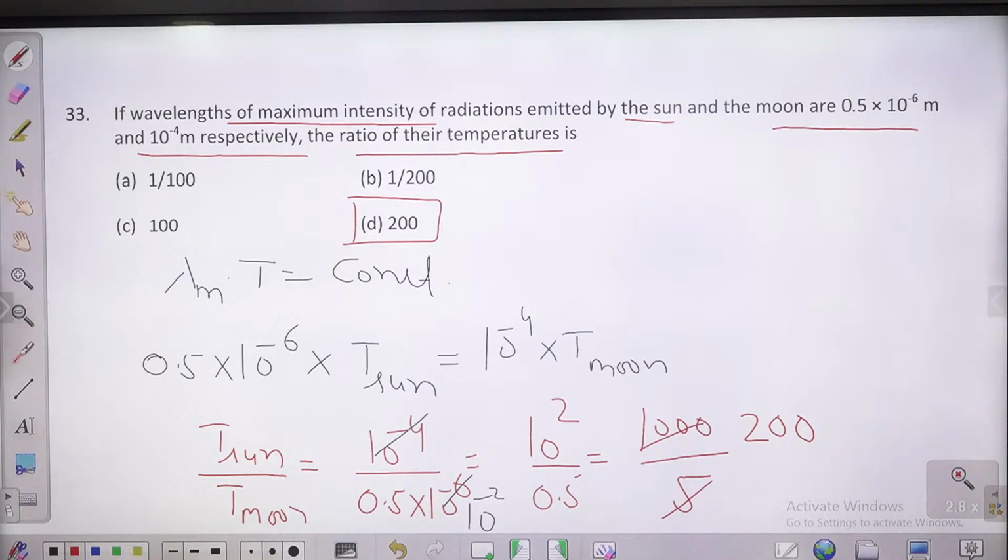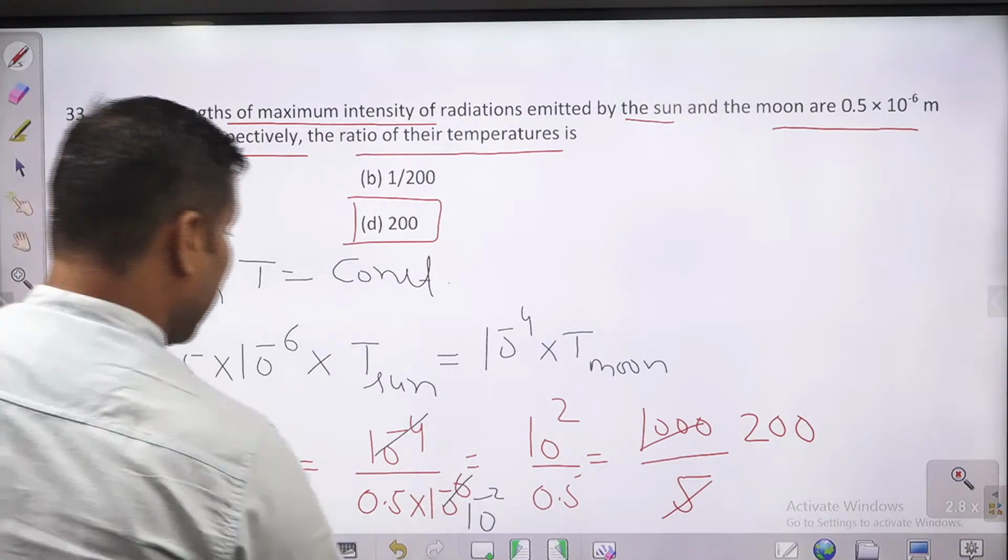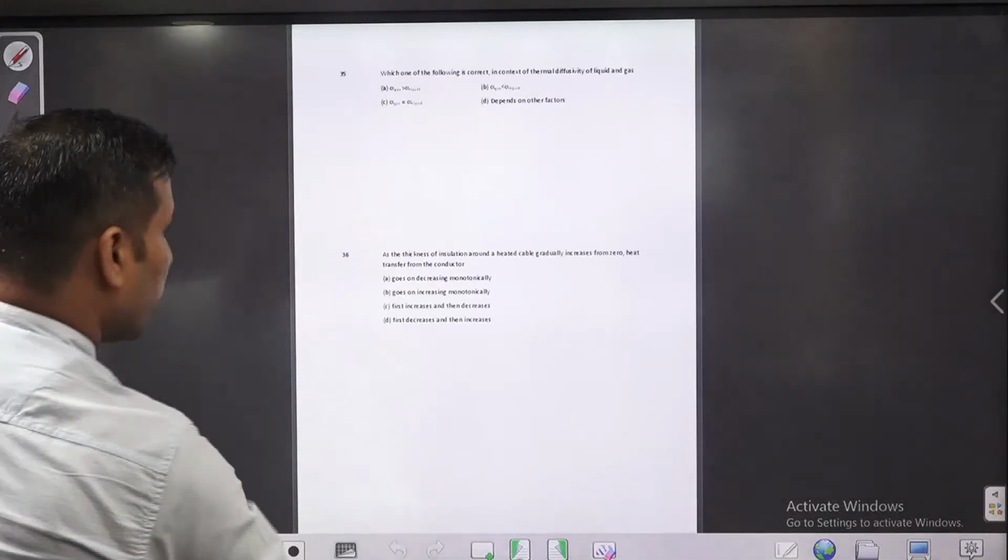Very good, Molly. Molly is very quickly answering all the questions. Very good. Fine. Let us move to the next question. Question number 34.